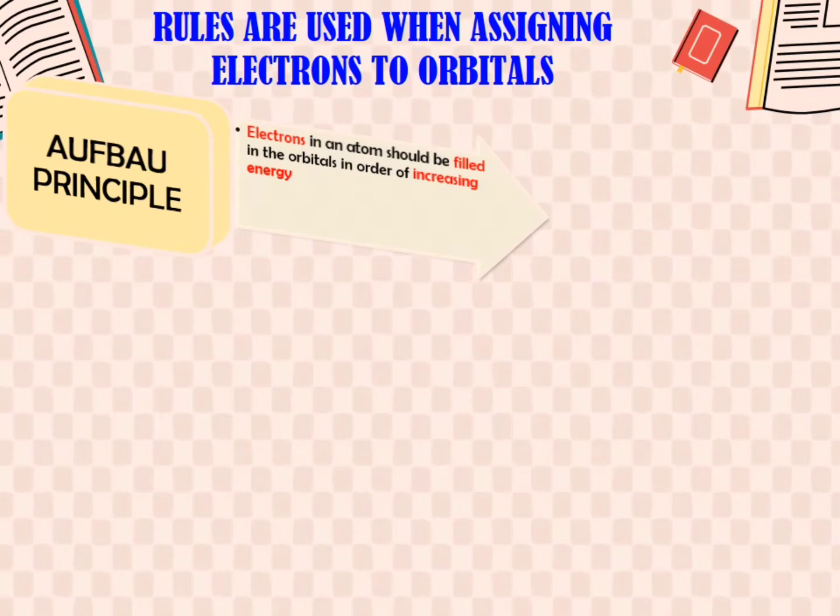So this Aufbau principle is used when you want to write the electronic configuration. Electrons in an atom should be filled in the orbitals in order of increasing energy. So tadi you dah lihat saya buat macam mana dia boleh jadi 1s, lepas 1s 2s, lepas 2s nanti you akan jumpa 2p dulu. Okay, how?